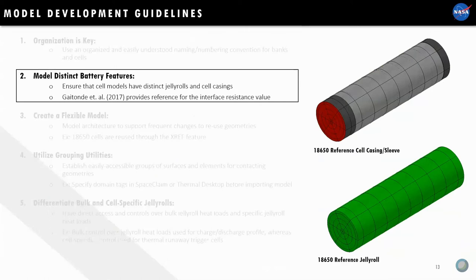So you can look in our references slide. You can see here, we found the interface resistance value from one of our references. So again, just assigning that as a conduction coefficient in Thermal Desktop. So if you go ahead and look at that reference, that should help you out a lot. So Gaetan et al, that's out of Amy Marconnet's group at Purdue University, and they developed a test apparatus that allowed them to directly measure the interface resistance between the cell casing and the jelly roll. And they provided a number of high and low values and an average value, which are very, very effective for thermal modeling.